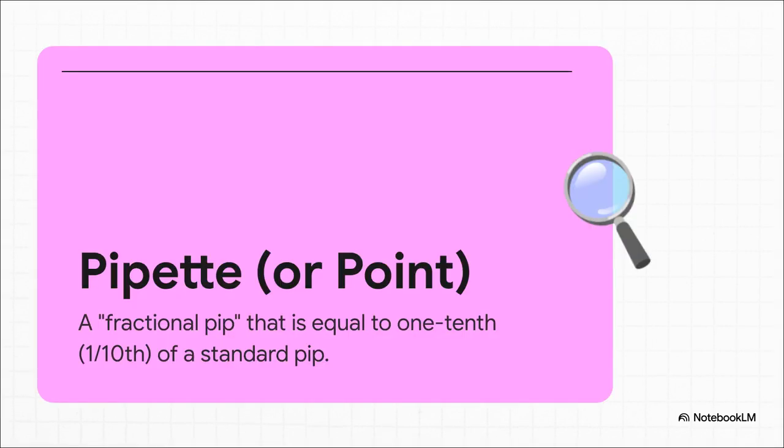And that fractional pip, it has a name. We call it a pipette. You might also hear it called a point. They mean the same thing. And the math here is super easy. Don't worry. It's simply 1/10 of a regular pip. It's all about giving us that extra little bit of precision.